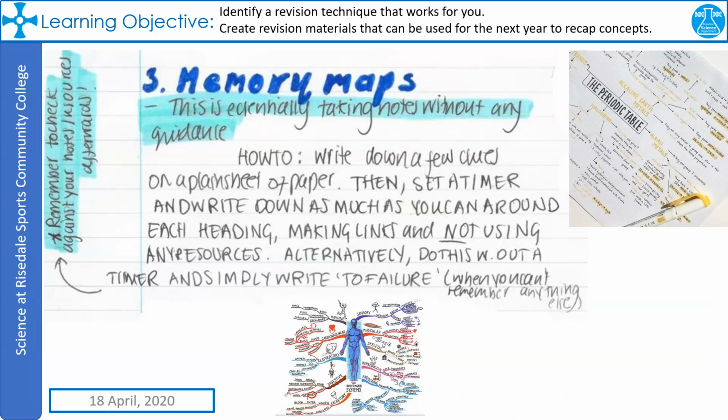A third technique is something called memory maps. So you could do concept maps, which are a bit more straight-laced, robotic, straight links like that.